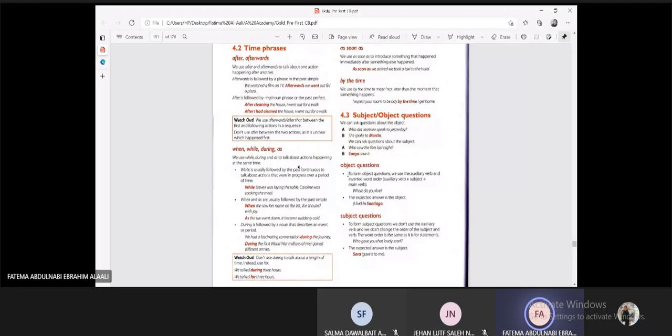For when and as, they are usually followed by the past simple. When she saw her name on the list, she shouted with joy. And as the sun went down, it suddenly became cloudy. During is followed by a noun that describes an event or a period, like we had a fantastic conversation during the journey, and during the First World War, millions of men joined different armies.